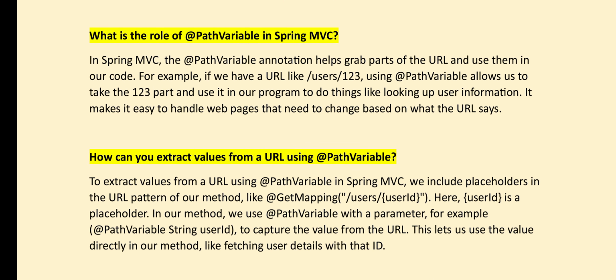How can you extract values from a URL using @PathVariable? To extract values from a URL using @PathVariable in Spring MVC, we include placeholders in the URL pattern of our method, like @GetMapping("/users/{userId}"). You can see the braces, and inside the braces there is userId. Here userId is a placeholder in our method. We use @PathVariable with a parameter, for example, @PathVariable String userId, to capture the value from the URL. This lets us use the value directly in our method, like fetching user details with the ID.